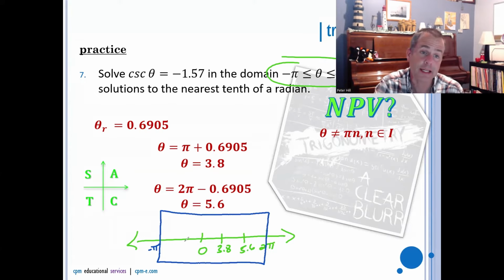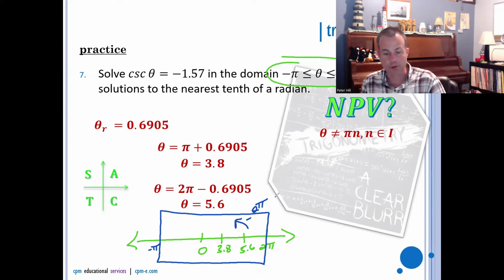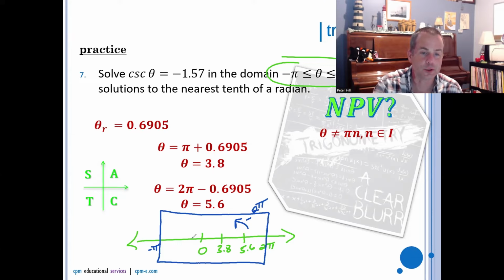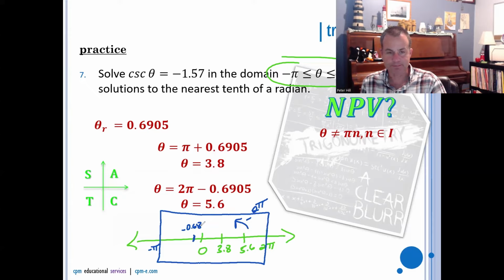To see if I can fit anything else in that window, I get coterminal angles. To get coterminal angles, I'm just going to subtract 2 pi. If I take 5.6, I'm just grabbing my calculator, I'm going to do it with you. If I take 5.6 and subtract 2 pi, I get negative 0.68. Negative 0.68 is now within that window. That was 5.6. And then if I take 3.8 and subtract 2 pi, I get negative 2.48.